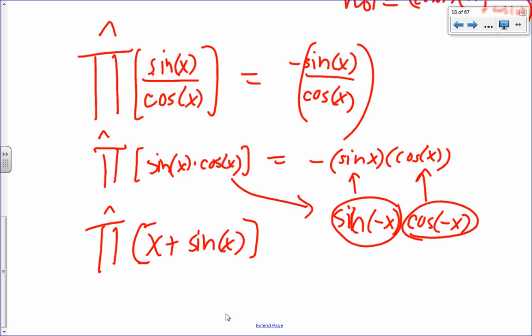What about x plus sine x? Yes, this is an odd function plus an odd function. So if you're adding odd functions, you get an odd function. If you're adding even functions, you get an even function. It's when you add or subtract odd and even functions that you get something that no longer has a definite parity. So we say odd and even functions have definite parity. Okay.